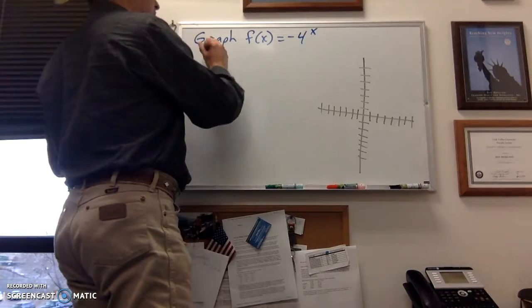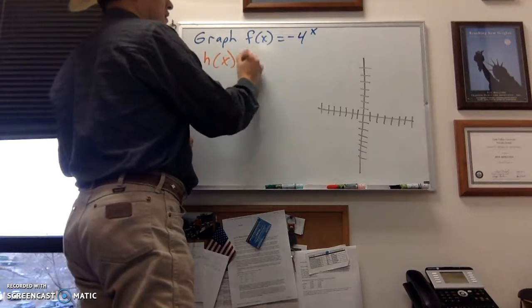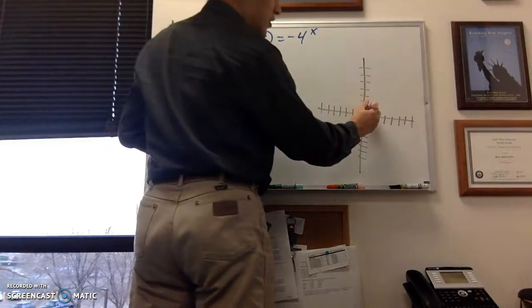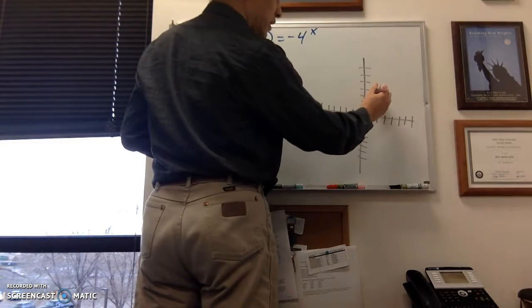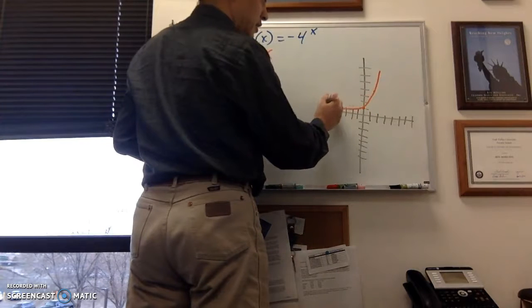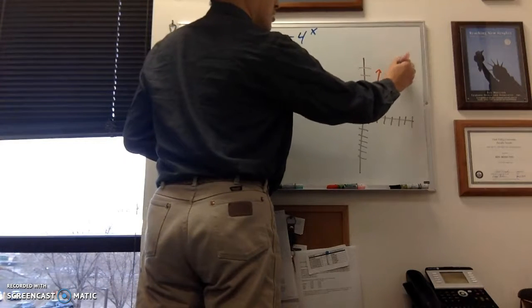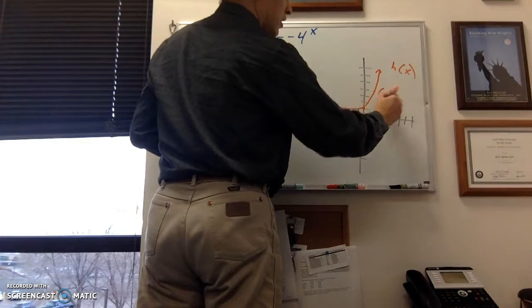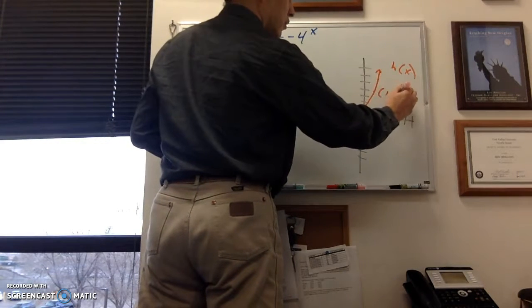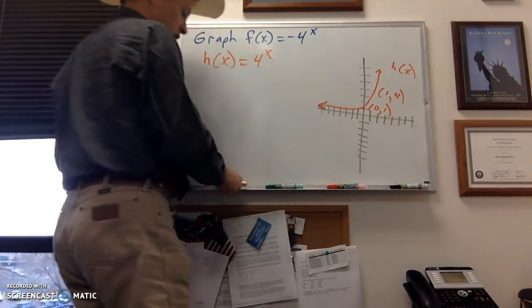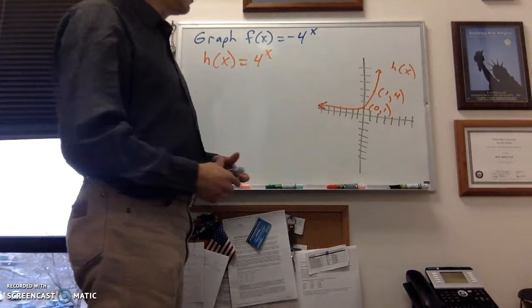Suppose that I had h of x equaling 4 to the x. That would be my base graph. When x is 0, y is 1. When x is 1, y would be up here at 4. And that would have been your graph, right? That's your h of x. Now let me label these points real quick. That's 1, 4, and that's 0, 1. Now I'm going to show you the fast way of doing this.